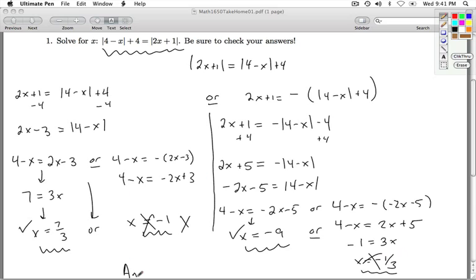So what's the final answer? We get 7 thirds or negative 9. And that'll do it for take home 1.